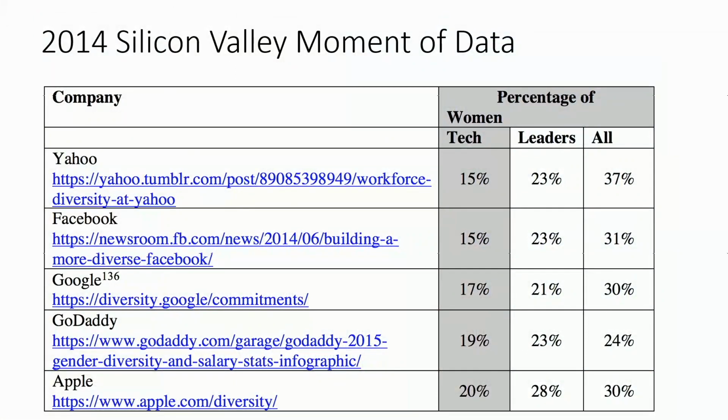So if you look at these companies in 2014, we're talking about the percentage of women who were in tech, meaning technical jobs, developers, software engineers. We see some numbers like 15% for Yahoo and Facebook. Google, 17%. Apple, 20%. So Apple, being the best of the crew here, still had 20% women to 80% men.